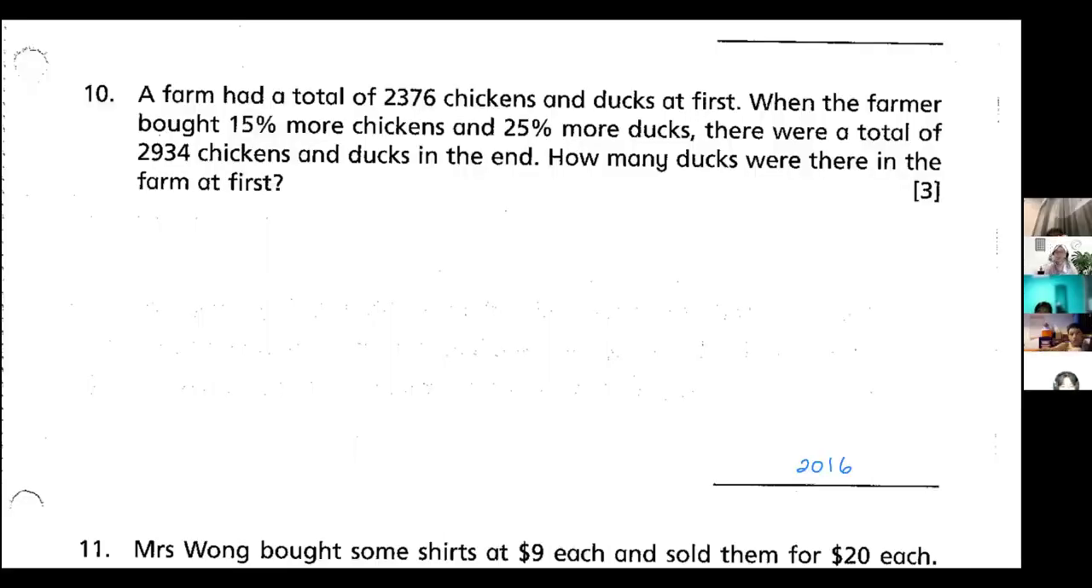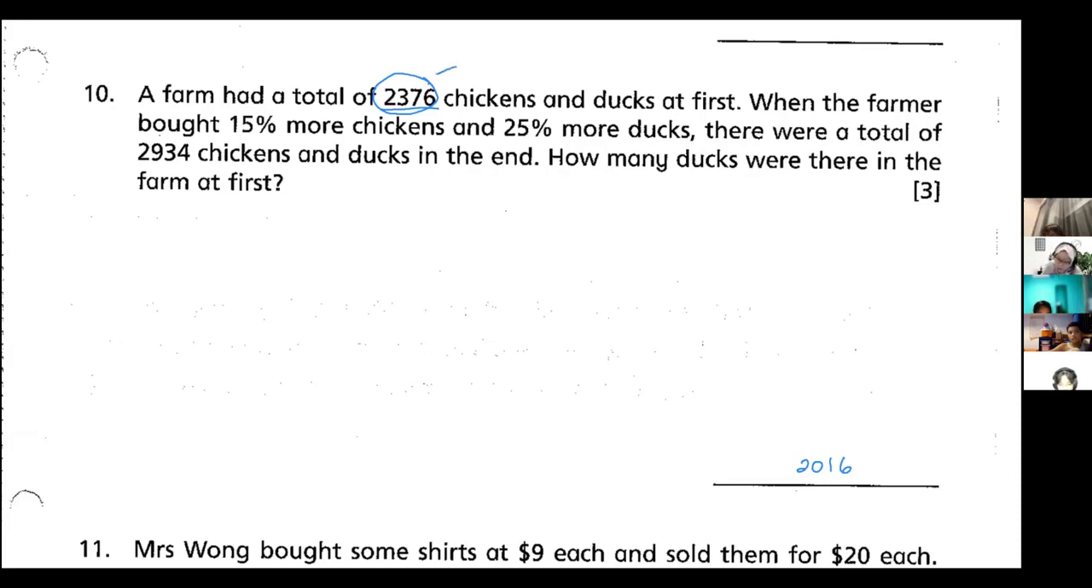All right, this question. They say that a farm had a total of 2,376 chickens and ducks at first. This is the total number of, we call chicken and ducks poultries, right? They are not birds. They are not farm animals. They are poultries. You can find them in a farm. Okay, the birds in a farm.